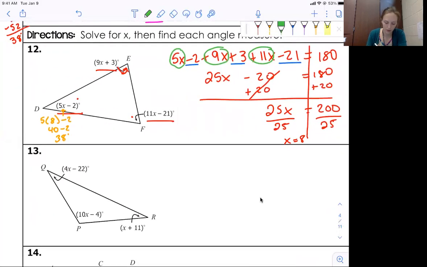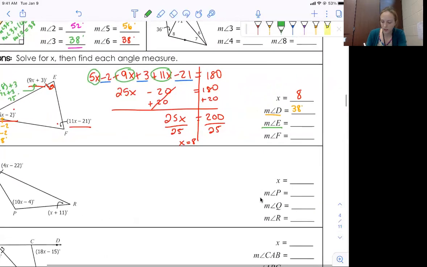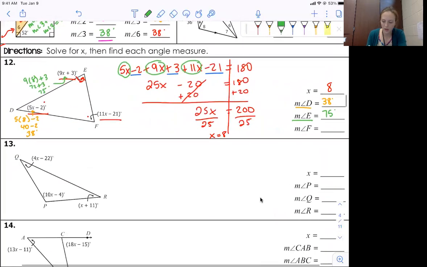All right, next up, I have the measure of angle E. Again, x is 8, so I do 9 times 8 plus 3. 9 times 8 gives me 72, plus 3 gives me 75 degrees. So E is 75 degrees. Then angle F, you could subtract 38 and 75 from 180, or you can just plug it right in like we did before. So here's angle F, 11 times 8 minus 21. 11 times 8 is 88, minus 21 is 67 degrees.